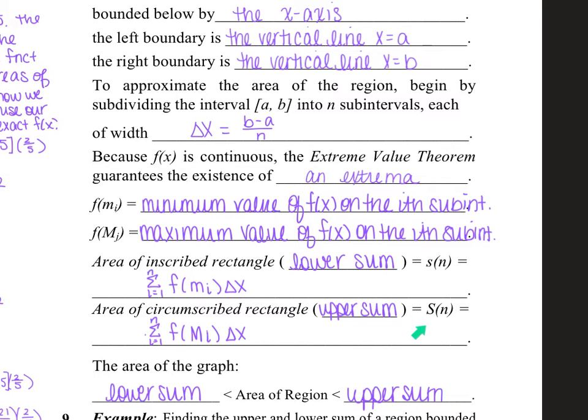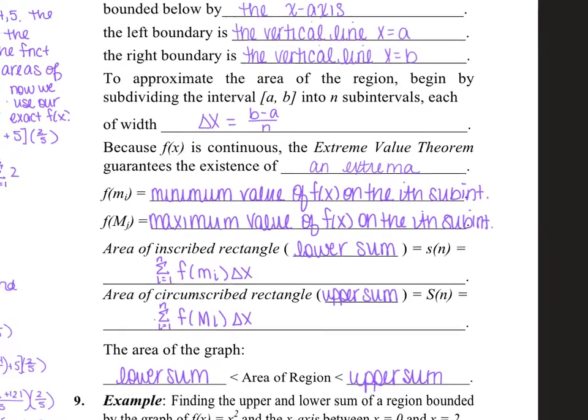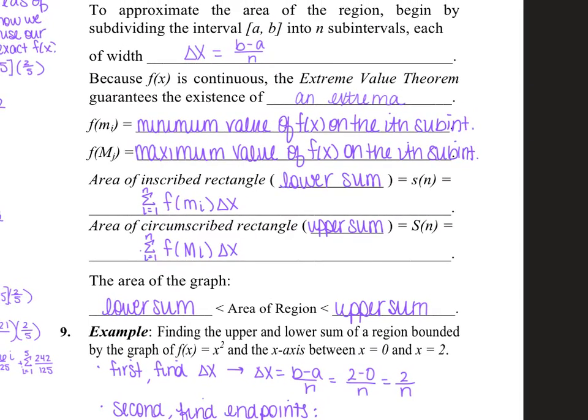Try to really make it visible in your work when you're writing it. Really try to make the uppercase S much larger so that you know that's going to be your upper sum. When you do find them, you know that the area of your graph will be between them. Just like in those last two examples we did, we knew our area was somewhere between our two sums. So it's this nice little inequality, right? Our lower sum is less than our area, which is less than our upper sum.